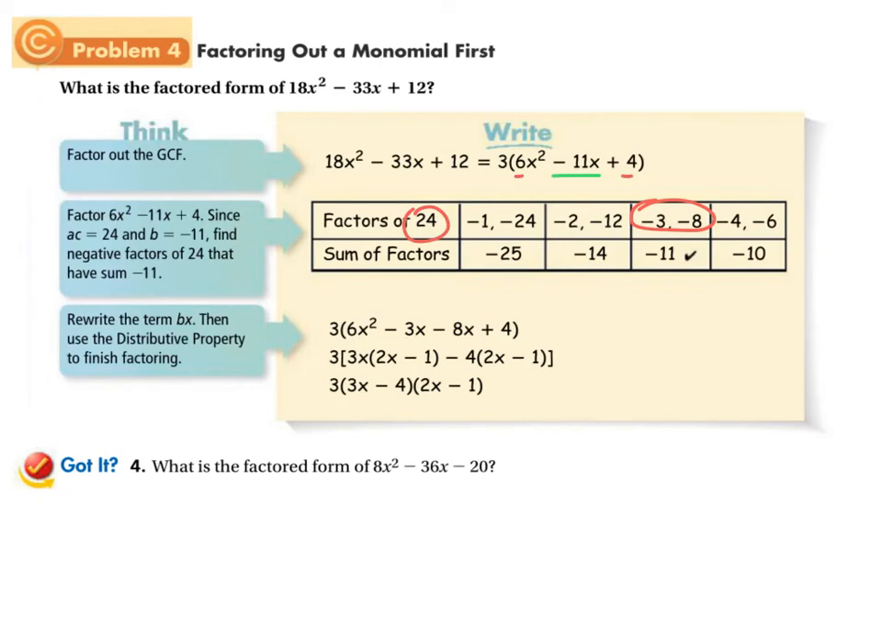So keeping that 3 in front right here, we can say, writing this trinomial, 6x squared minus 11x plus 4, we're going to take this part underlined in green and we're going to break it into 2 parts. Those 2 parts having the numbers that we have right here, and they still add up to negative 11x, okay?